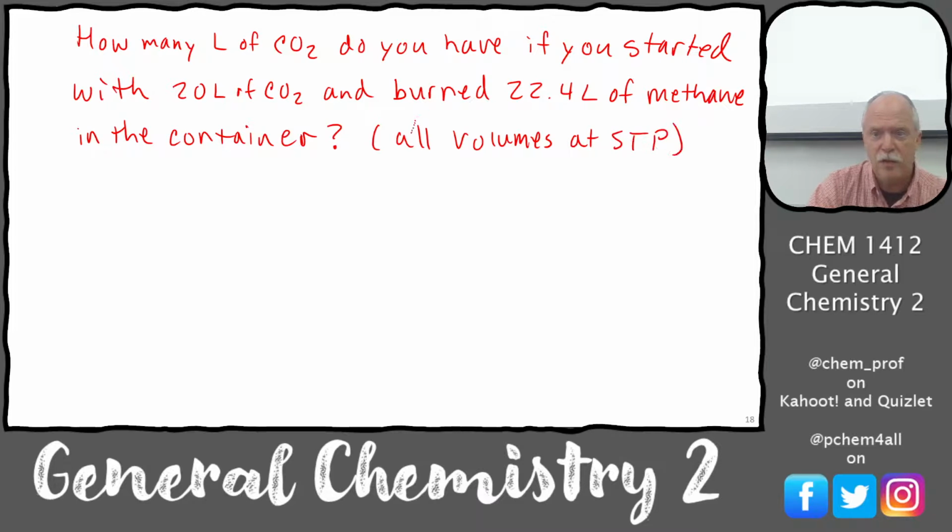And I just put this little note, all volumes at STP, okay? So I'm saying, how many liters of CO2 do you have if you started with 20 liters of CO2 and burned 22.4 liters of methane in the container? So I don't put in oxygen. I'm making you assume that you have excess oxygen, okay? You can't assume that you started with 0 liters of CO2 because this is telling you had 20 liters of CO2.